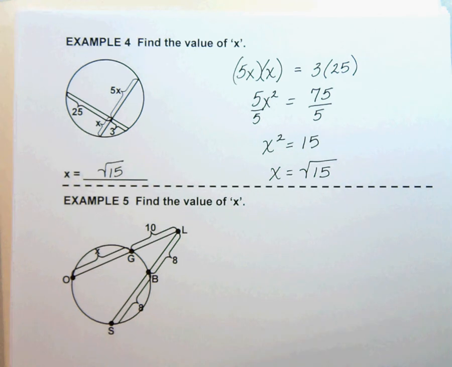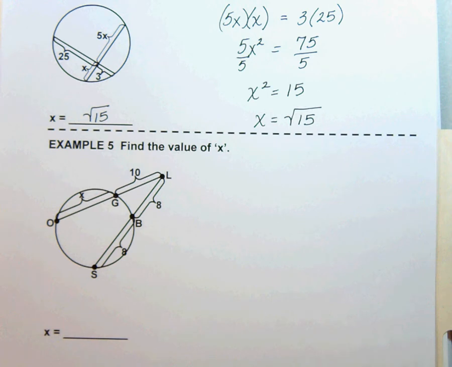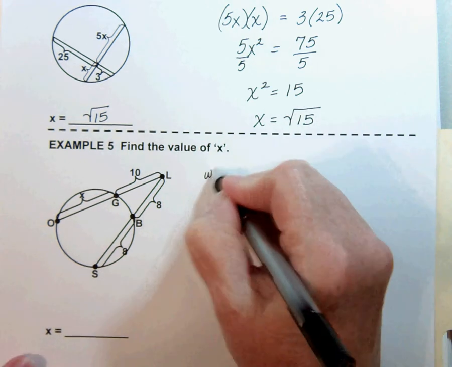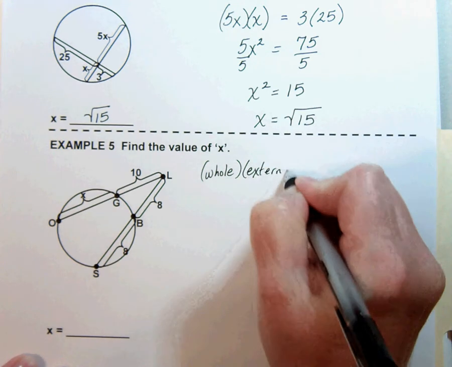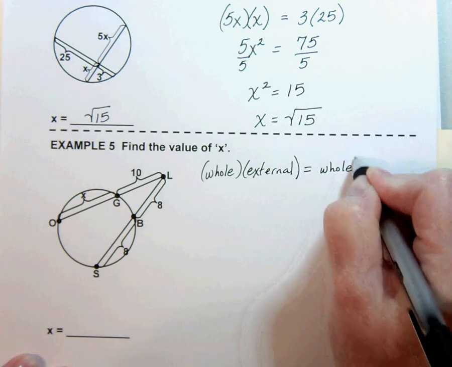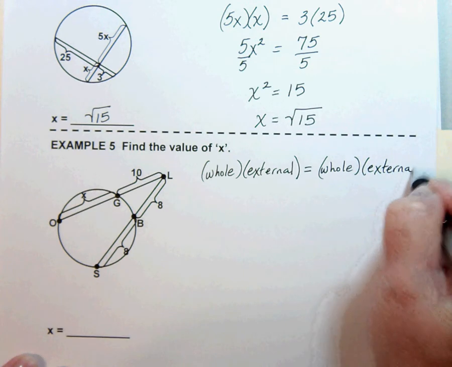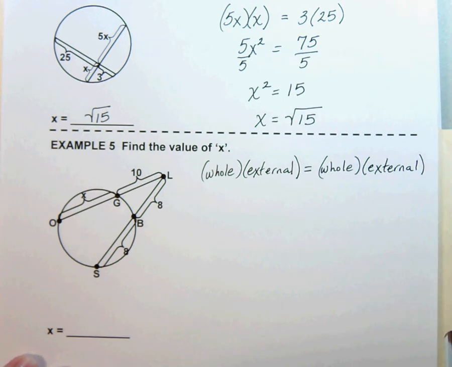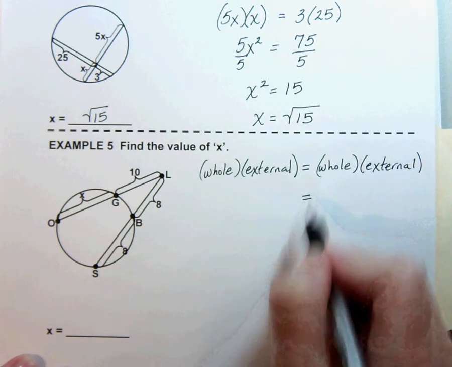I think those are the easiest, the chords. When you get into secants, you just have to be careful. Make sure you do the whole times the external, that part of that secant, and then the whole secant times the other external part. That's really how you set these up. You don't have to write that each time. It just might help you, especially in your notes, help you understand why you wrote what you did.